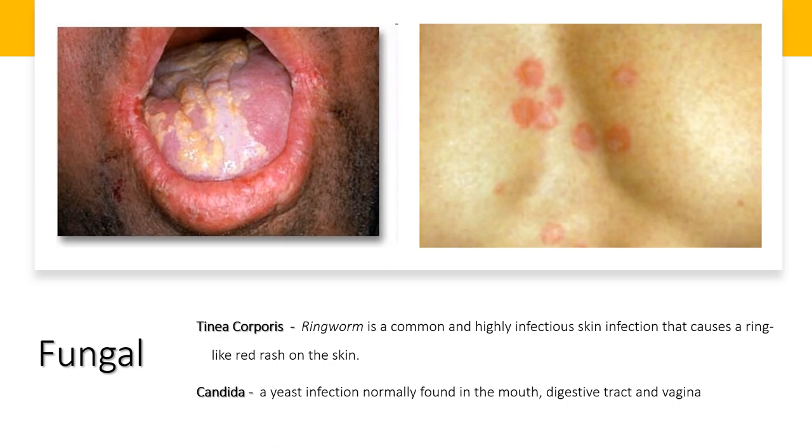Candida is a yeast infection normally found in the mouth, the digestive tract and the vagina. And you can have candidiasis, which is a sort of overproduction of the yeast infection in the stomach.